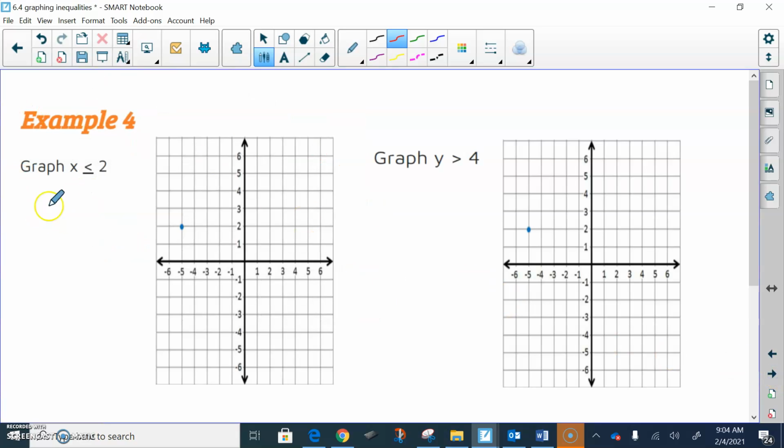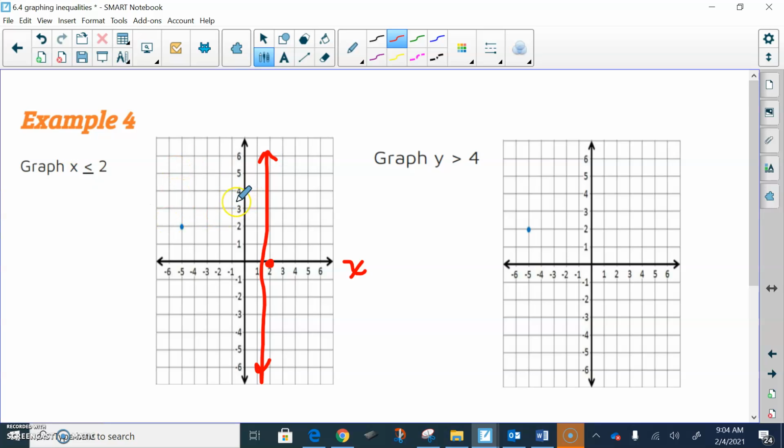How about the oddball circumstances? What if we have a graph that looks something like x is less than or equal to 2? If you have a graph like this, you go on the x-axis, you find +2, and you draw a vertical line.